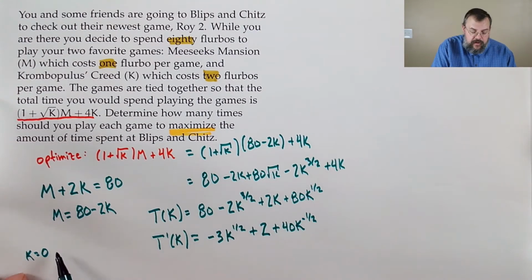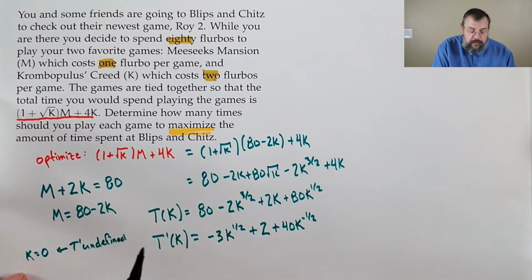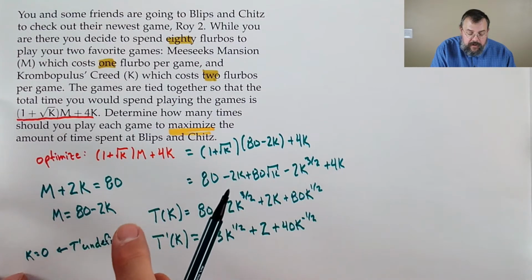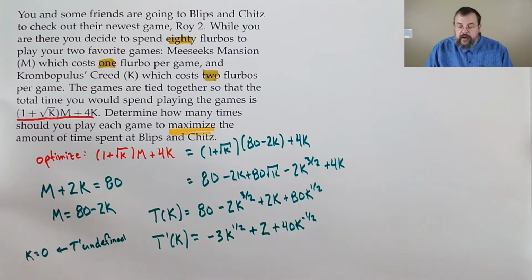So this is t prime undefined. There's nothing that rules it out. If k equals 0, you can still play quite a bit. If k equals 0, that says you're not playing Crumbopulous Creed at all. So you're going to be playing your Meeseeks Mansion nonstop. Well, that gives you time, and maybe Meeseeks Mansion takes a lot of time to play. So it could be that's the best thing to do. Or maybe not. All right, so we continue.